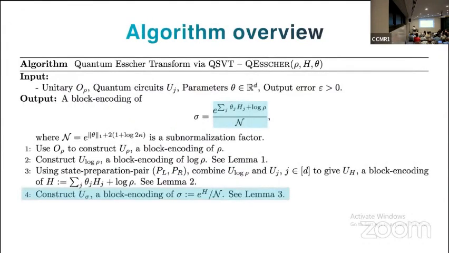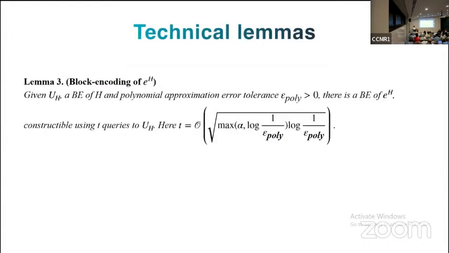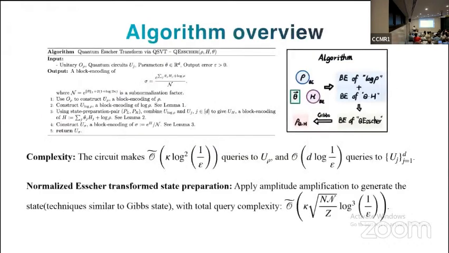Finally, we can construct the block encoding of the exponential using the technique in Lemma 3. Given the block encoding of H, we can construct the block encoding of the exponential. So finally, this is the pseudocode of the algorithm, and the picture here explains the steps more easily. With these block encoding inputs, we construct the block encoding of the polynomial and linear combination, and then finally output the block encoding of the Esscher transform state.